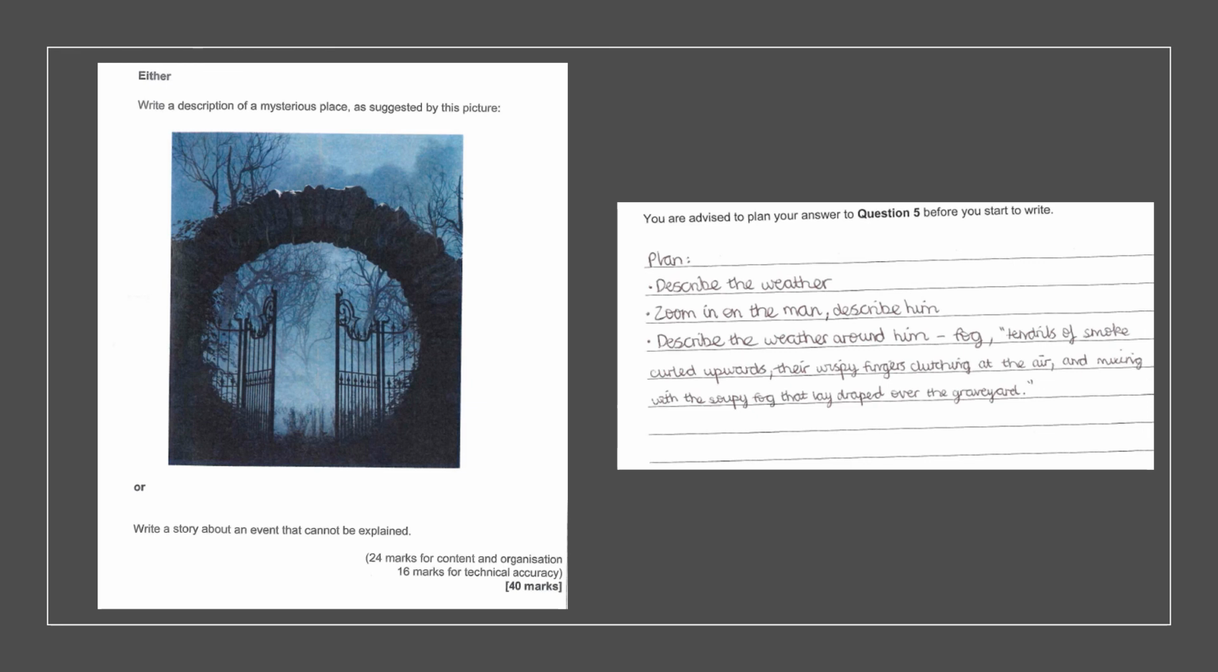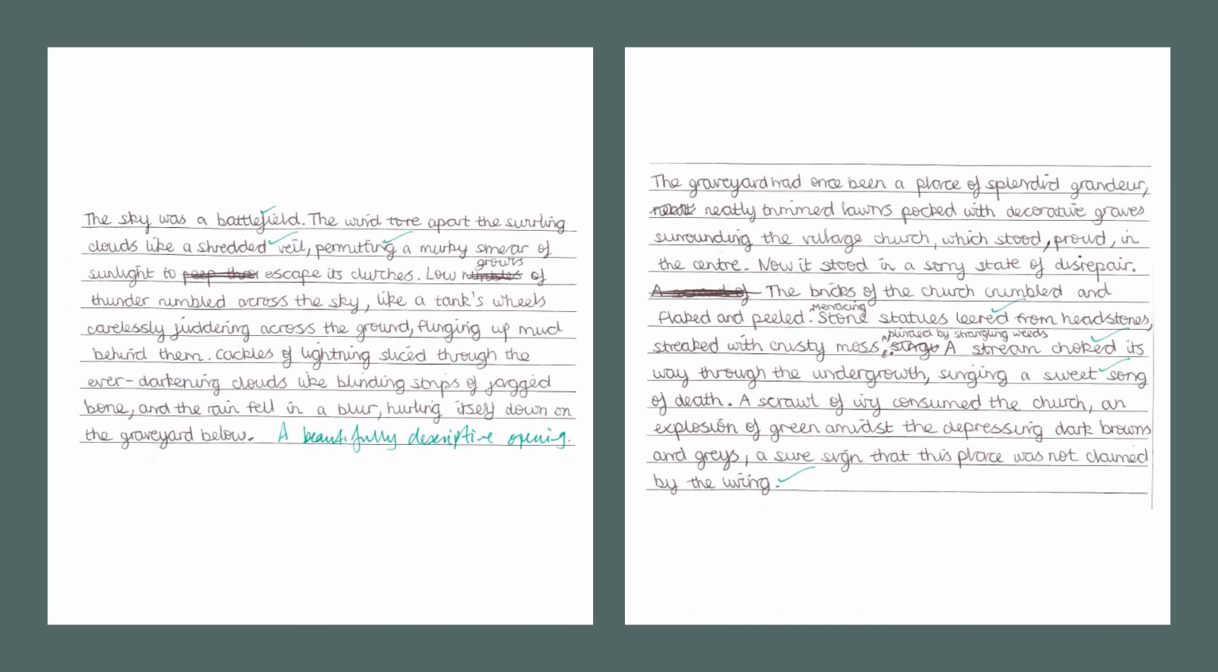Their plan: describe the weather, zoom in on the man, describe him in detail, describe the weather around him, so we're making links across the piece of writing. So you can see a student who's thinking about their plan here based on the structure that I've given them. And now you can see how the student started this piece. Started with the weather. The sky was a battlefield.